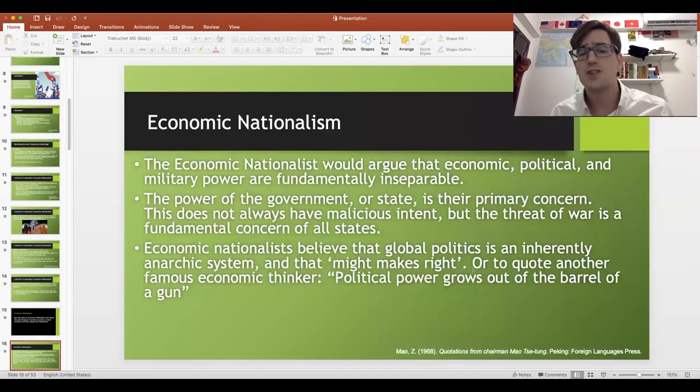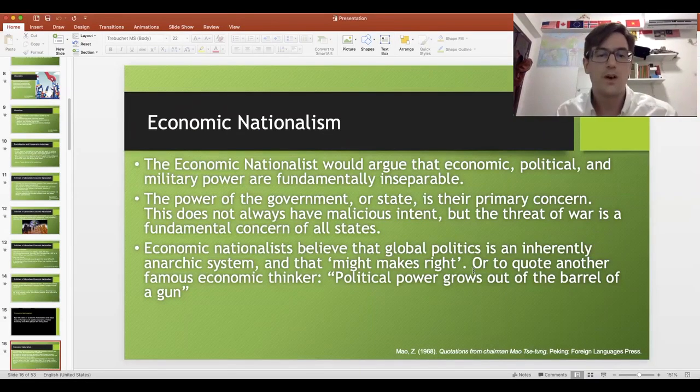The economic nationalist would argue that economic, political, and military power are fundamentally inseparable. The power of the government is their primary concern. This does not always have malicious intent, but the threat of war is a fundamental concern of all states. Economic nationalists believe that global politics is inherently anarchic and that might makes right.